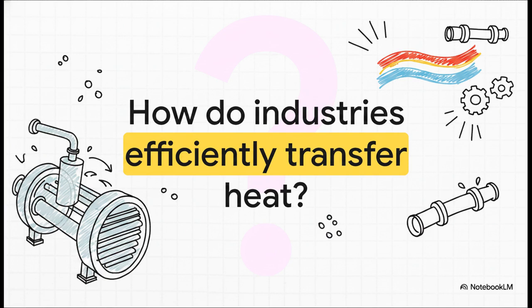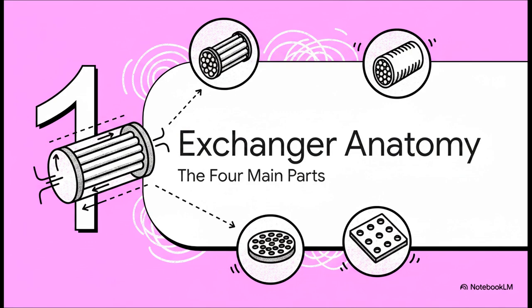To solve this, engineers rely on an absolutely ingenious solution. It's called the shell and tube heat exchanger. It's literally a workhorse of modern industry, and by the time we finish this explainer, you're going to understand exactly how it works. All right, Section 1, Anatomy of the Exchanger, the four main parts.